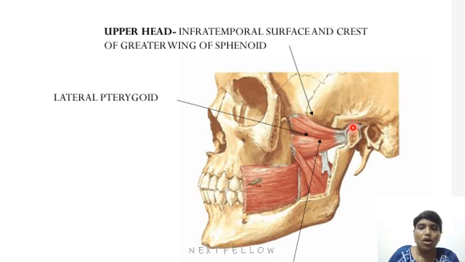temporomandibular joint. All muscles of mastication will elevate the mandible except lateral pterygoid, which will depress the mandible. Posterior fibers of temporalis will retract the mandible. Both medial and lateral heads of pterygoid, when they act together, they help in the protrusion of mandible. Elevation of mandible means closure of mouth, and depression of the mandible means opening of mouth.